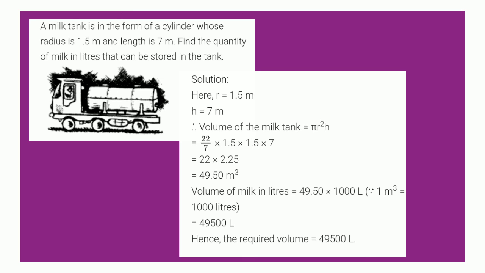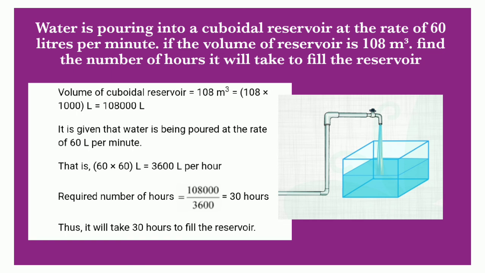We have to convert this meter cube into liter, multiply 1000 to that answer. So 49.50 into 1000, you will get 49,500 liter.